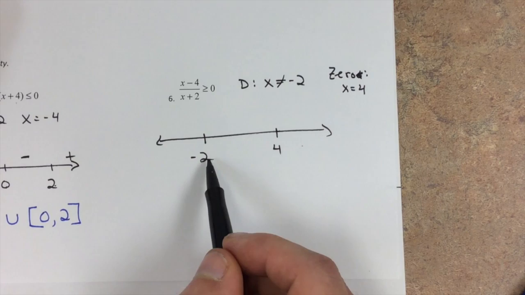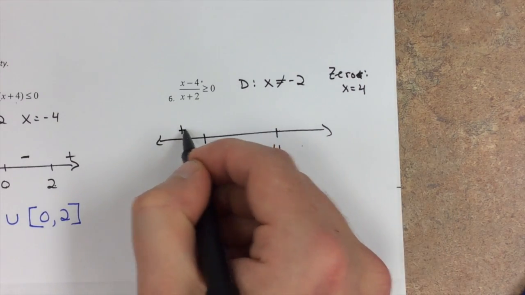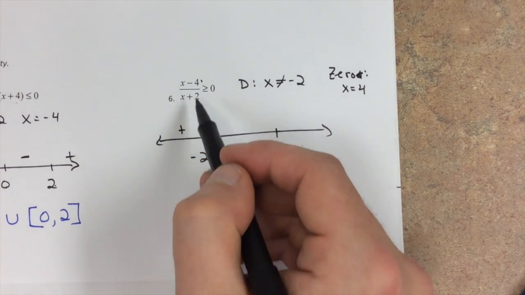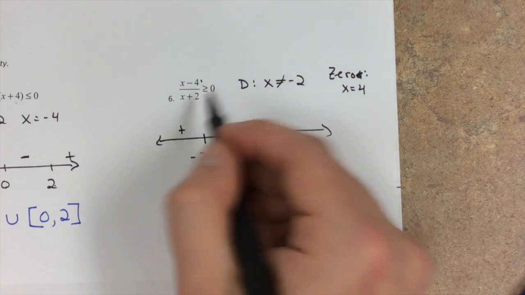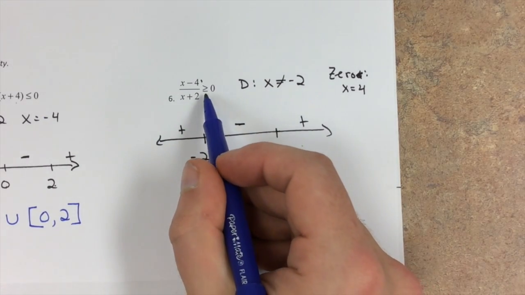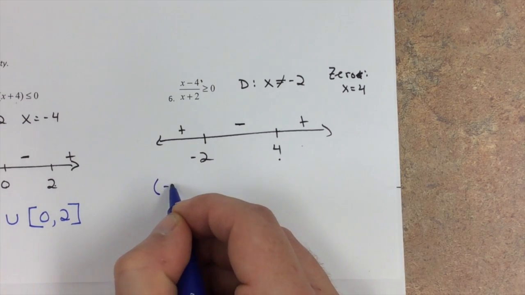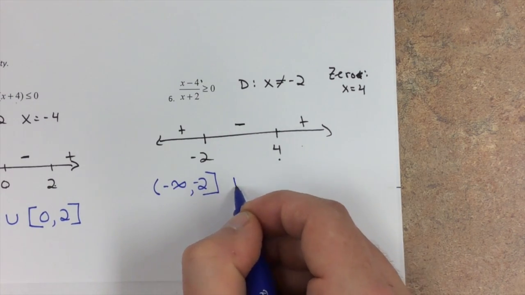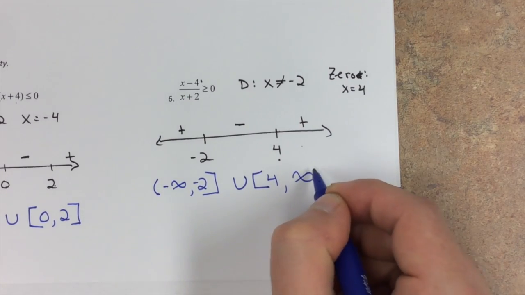So I plug in a number left of -2, so -3. Negative, negative, positive. Between -2 and 4, how about 0? Negative, positive, that makes this negative. And to the right of 4, positive, positive. So again, I want numbers that are greater than or equal to 0. So where is this positive? From -infinity to -2, bracket, union, bracket 4 to infinity.